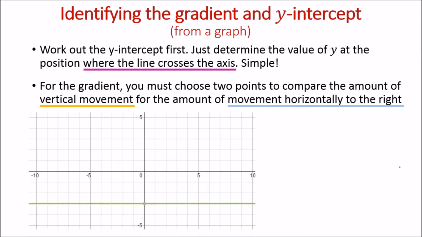This line is not going either up or down, it's going straight across, it is flat. First of all, let's quickly figure out the y-intercept, which is negative 1, negative 2, negative 3, negative 4, negative 5, so it's negative 3.